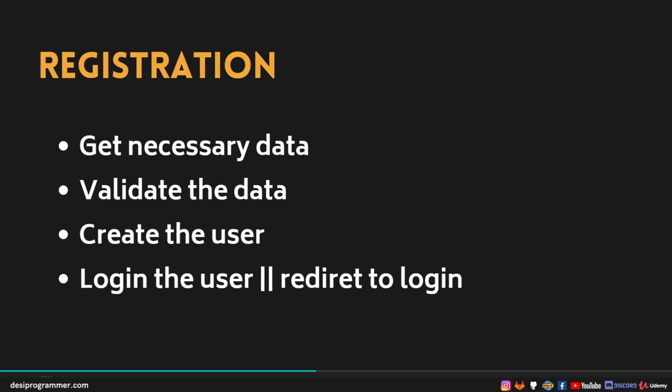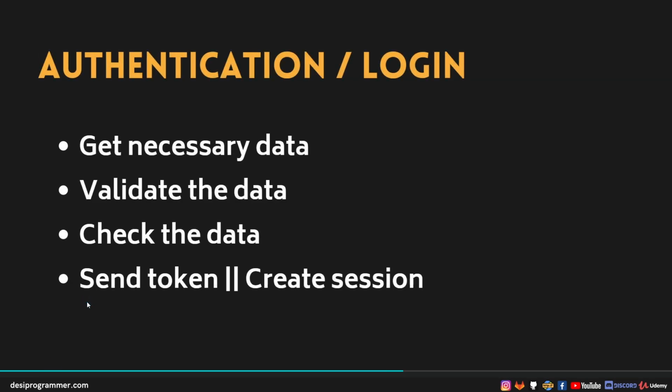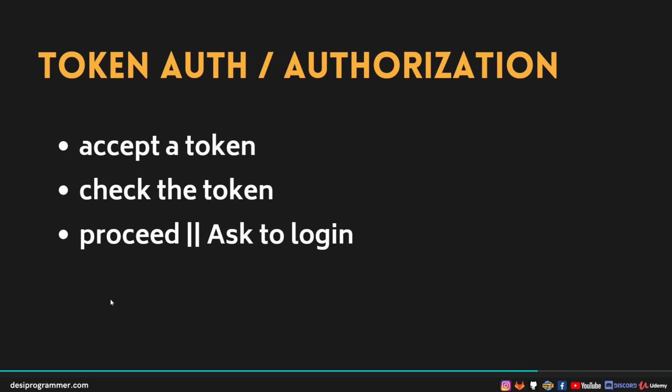Next thing that we want to do is authentication. Basically, in simple terms, it's login. We again get the necessary data. We validate the data. We check the data. So basically we check if the password is correct or not, if the email exists or not, and then we either send a token or we create a session depending on your uses. Next thing that I want is authorization or token authentication. So the difference between authentication and authorization is that in authentication you check if the user is valid or not. In authorization you check if the request is valid or not.